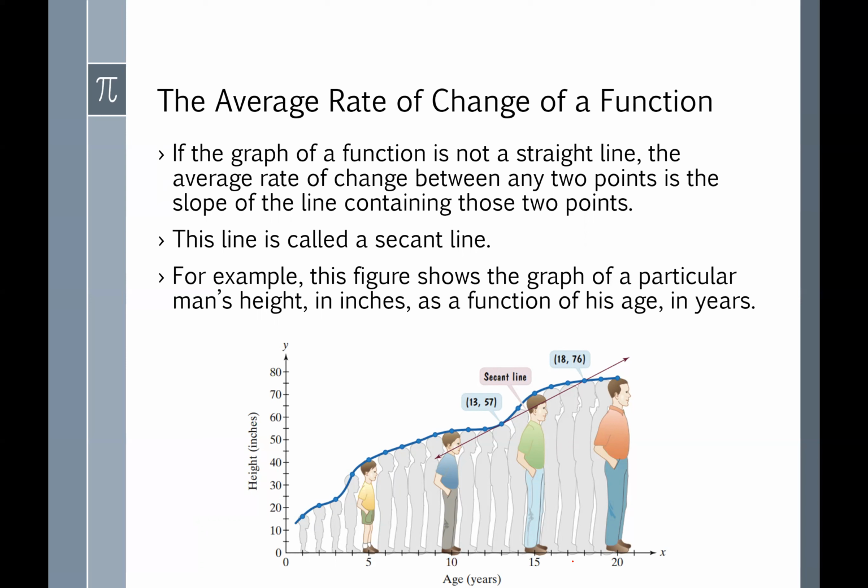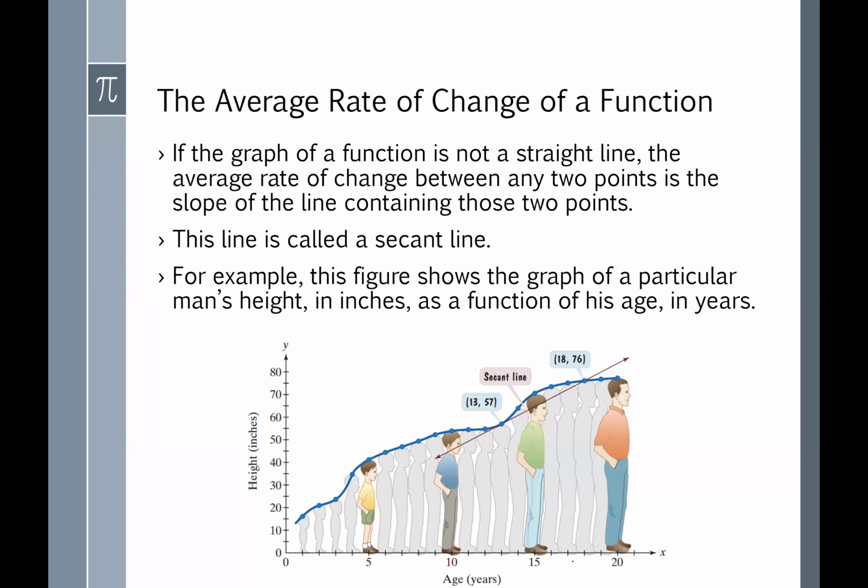It's called the secant line. So the secant line is a line that connects any 2 points on a curve, not linear, on a curve. And I can find the slope of a line that connects 2 points. I know how to do that. It's a plug and chug. So what this tells me is the average rate of change between those two values.